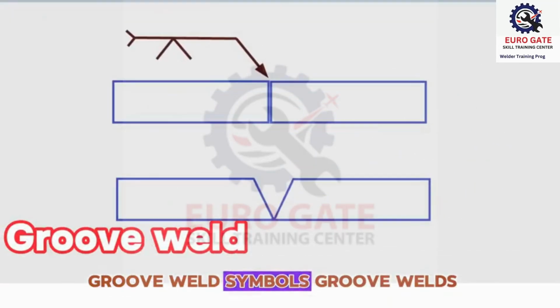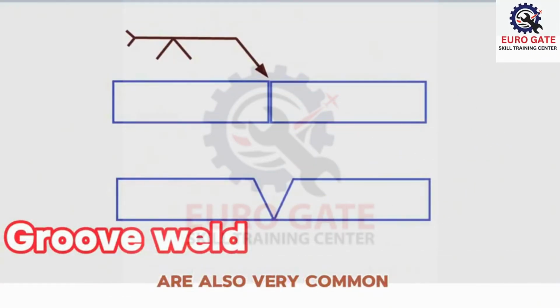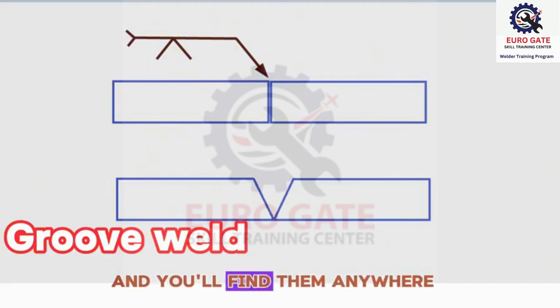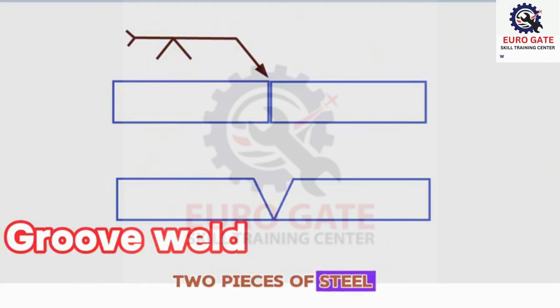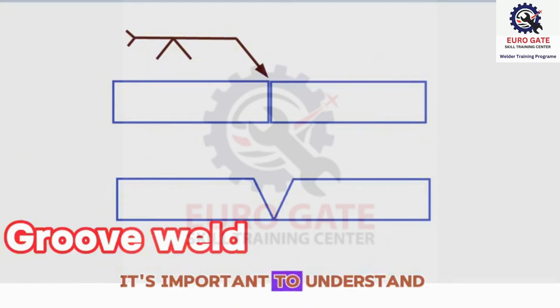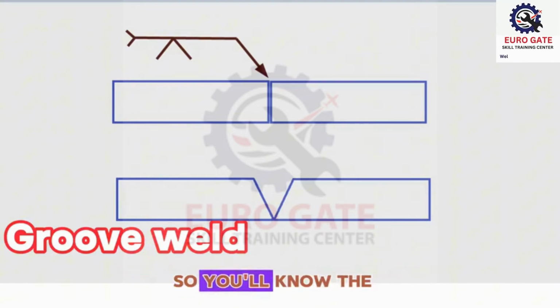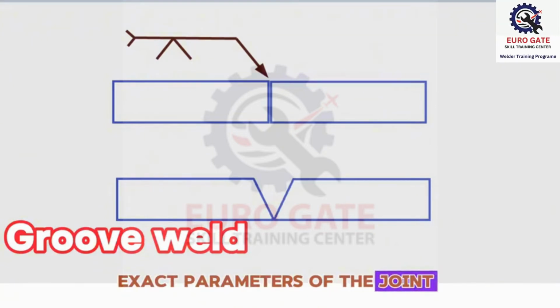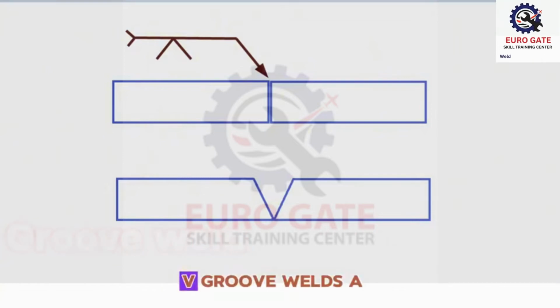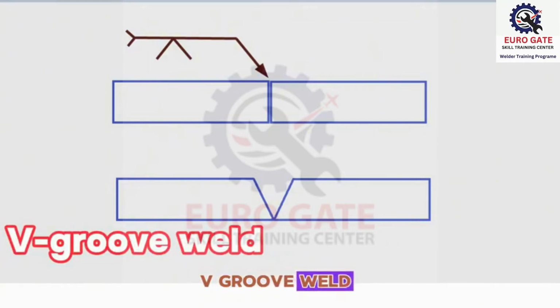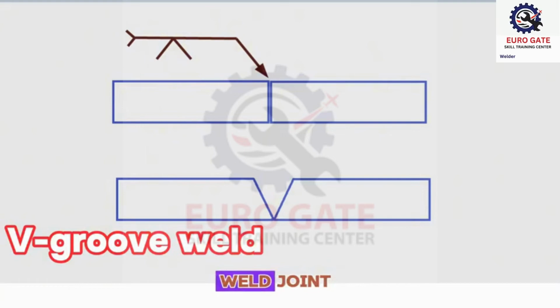Groove weld symbols. Groove welds are also very common in the welding industry, and you'll find them anywhere two pieces of steel butt together. It's important to understand the structure of the symbol so you'll know the exact parameters of the joint preparation. V-groove welds. A V-groove weld has bevels cut on both sides of the weld joint.